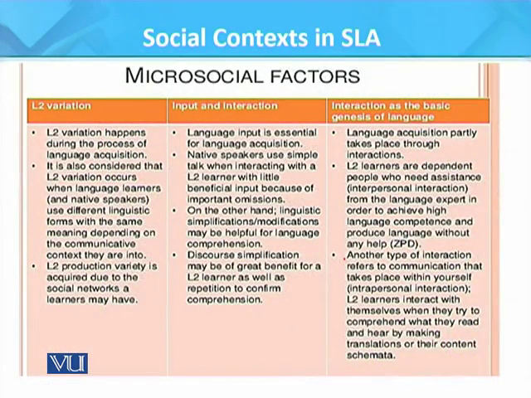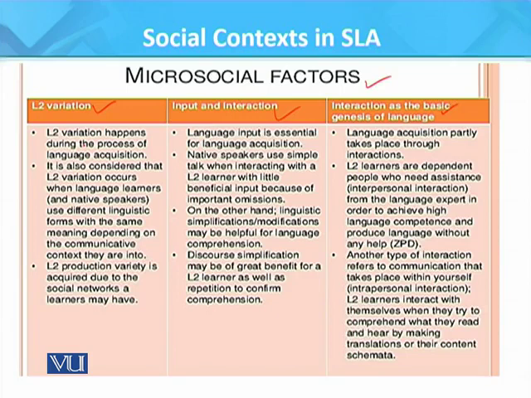Now we have the microsocial factors, which are based on the framework provided by the accommodation theory and the variation theory. Now the microsocial factors are 3. They are second language variation, input and interaction, and third is interaction as the basic genesis of a language.